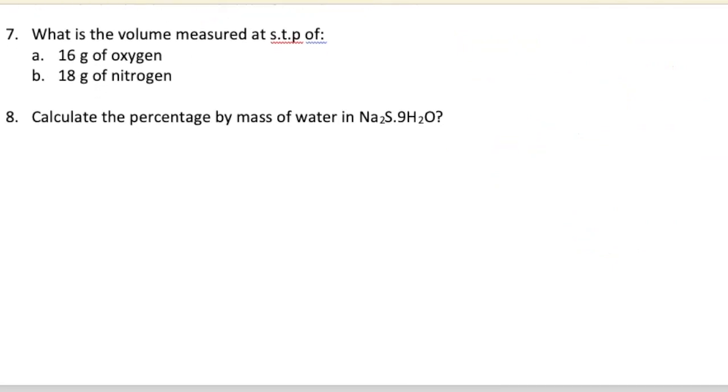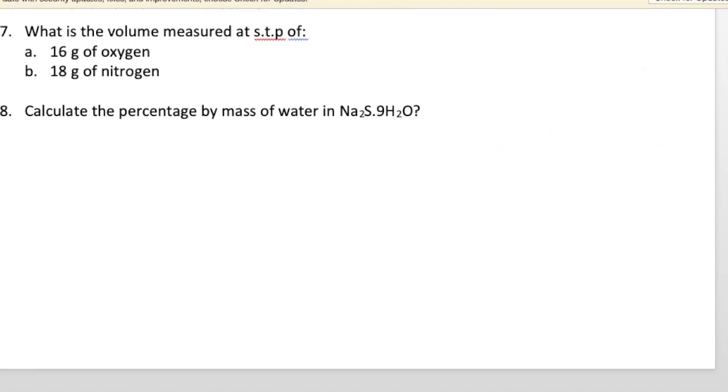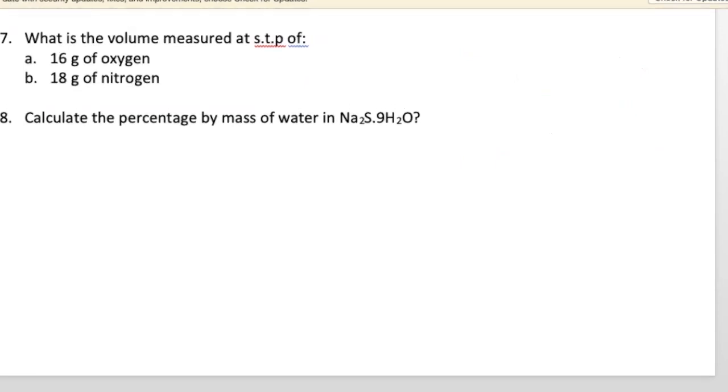We're coming down nicely. What is the volume measured at STP of or for 16 grams of oxygen? STP refers to standard temperature and pressure, and 1 mole of any gas, or the molar volume of any gas at STP. So we'll say the molar volume of any gas at STP is equal to 22.4 cubic decimeters, dm cube.